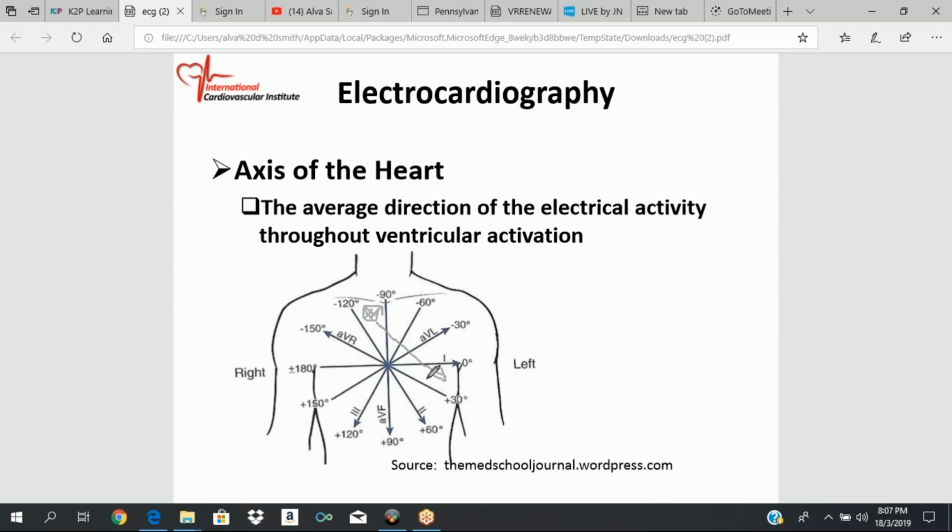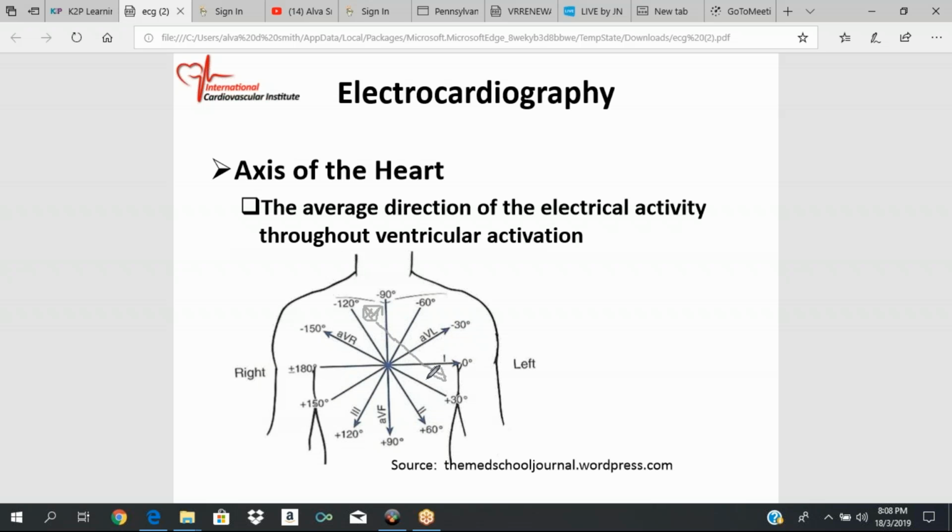If you could extend it, you could say it's traveling from like the right shoulder to the left breast. Okay, that's the general direction that the electrical activity travels. And that's basically what we call the axis of the heart: the average direction of the electrical activity through ventricular activation. What is the general direction that the electrical impulse travels?